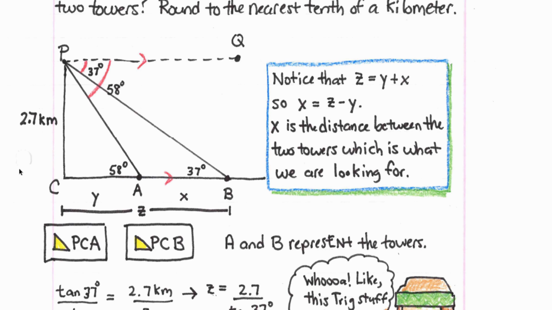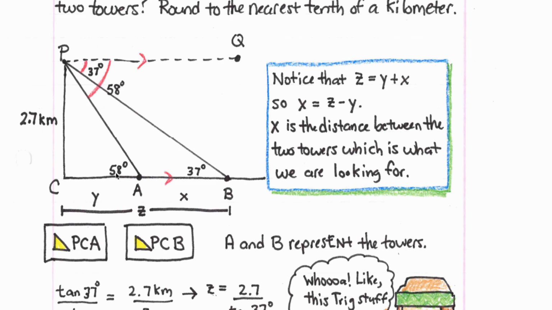Before we begin, let's go ahead and look at the picture and make sure we understand the picture. If you can see my cursor, this angle is 37 degrees, angle QPB. This angle is 58 degrees. That's angle QPA. Now, because of the alternate interior angles theorem, that means that this angle here, PBC, must be 37, and PAC must be 58 degrees.